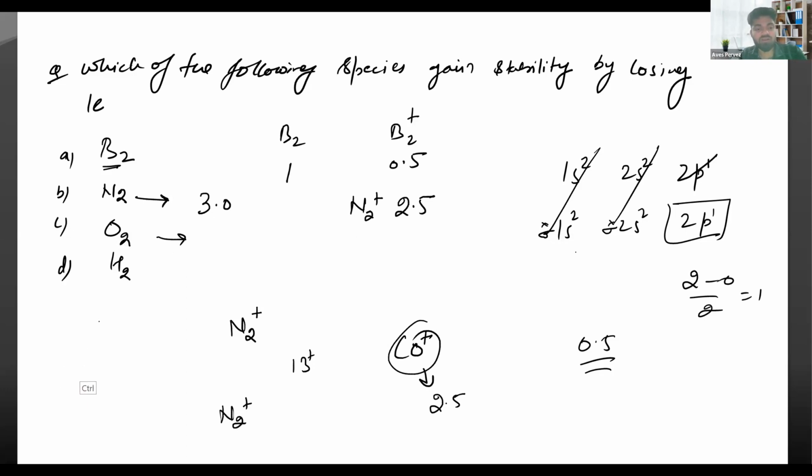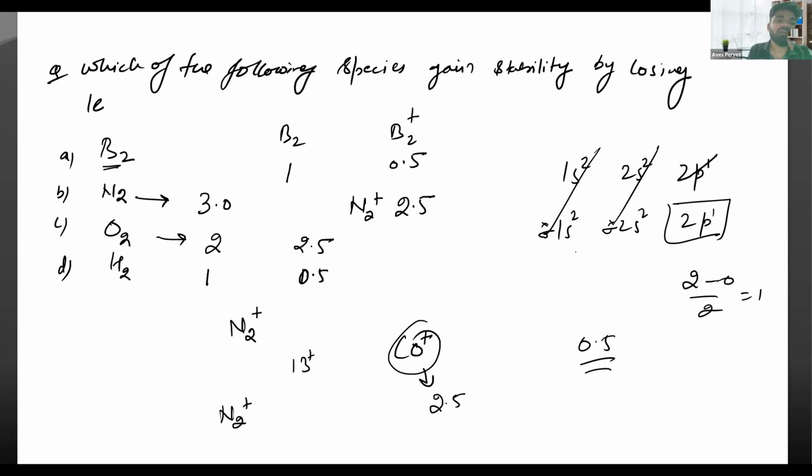The current bond order of oxygen is 2. But when it comes to 15 electrons, it is going to have its bond order as 2.5. So when oxygen loses 1 electron, its bond order is increasing. Got it? Here hydrogen will go from 1 to 0.5.